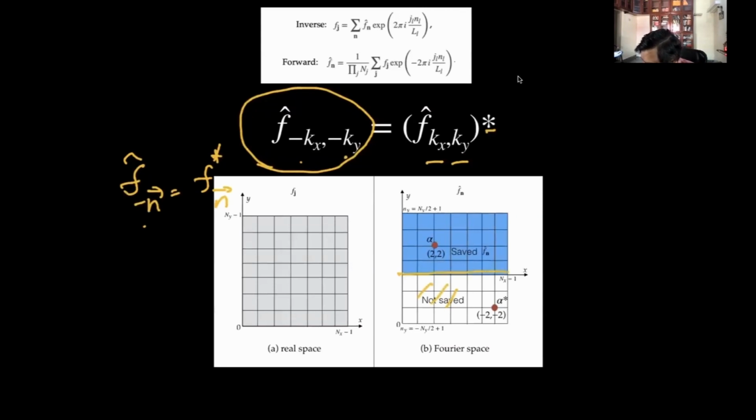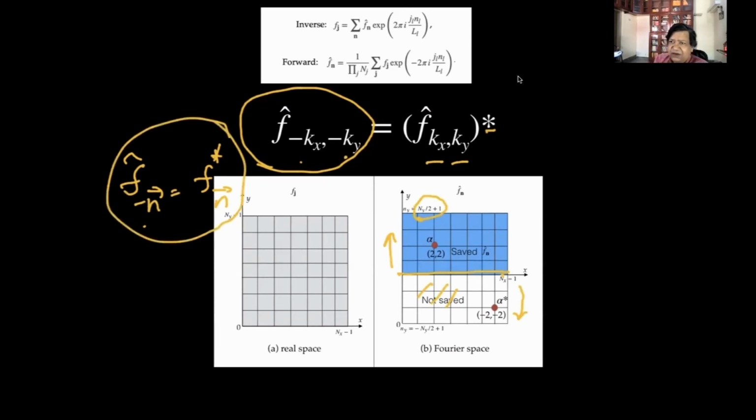Along the x direction it goes up to nx minus 1. For the y direction, I keep only 0 and the positive kx, so it is ny by 2 plus 1. All the negative kx are not saved because of this.